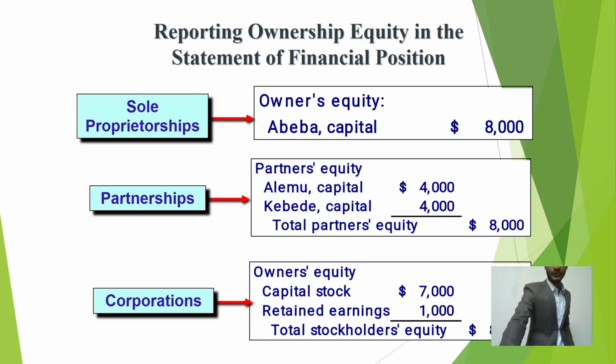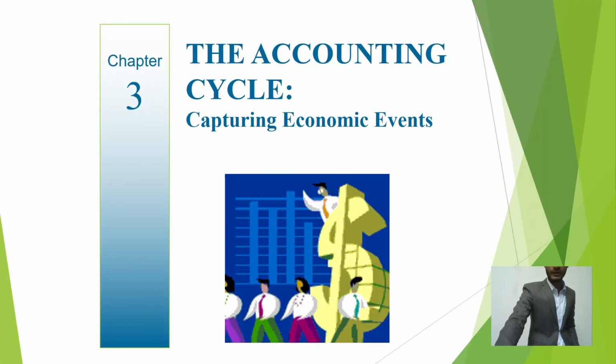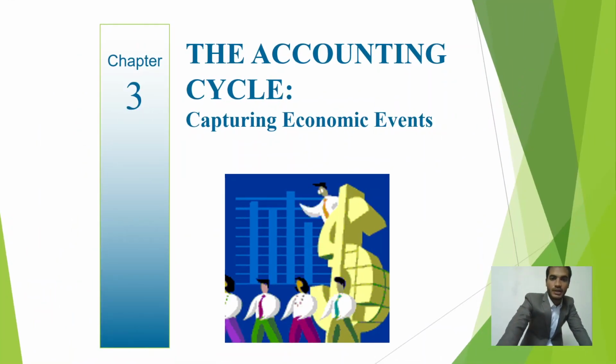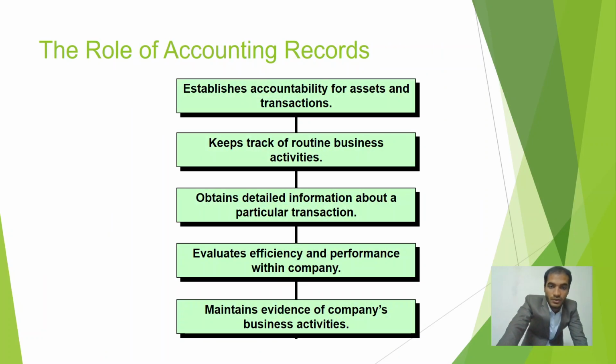Reporting owners' equity: sole proprietorship, partnerships, and corporations. Now chapter 2 has come to an end, and we will start chapter 3, the accounting cycle, capturing economic events. Here is the role of accounting records: establish accountability for assets and transactions, keep track of routine business activities, obtain detailed information about particular transactions, evaluate efficiency and performance within companies, and maintain evidence of company business activities.